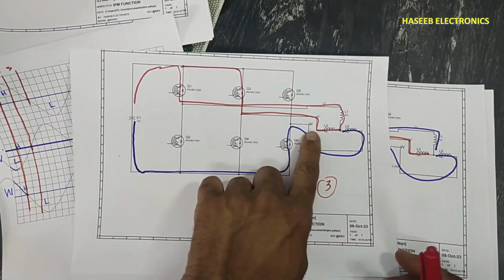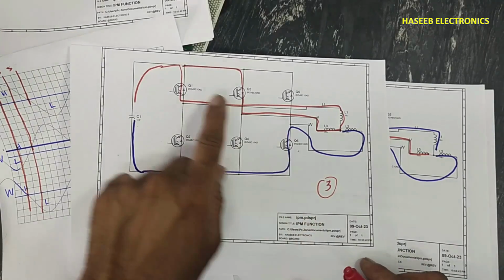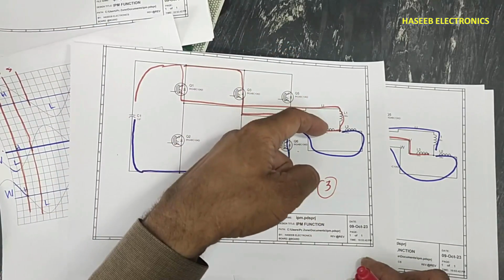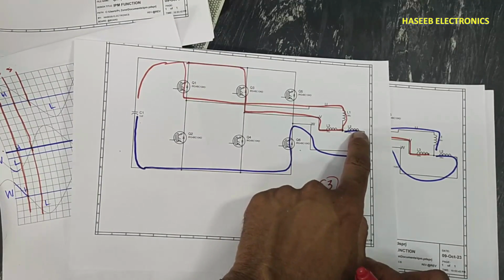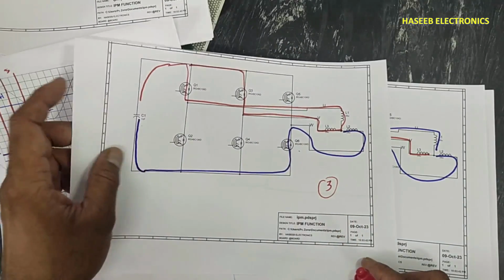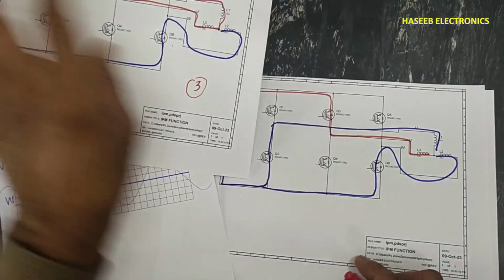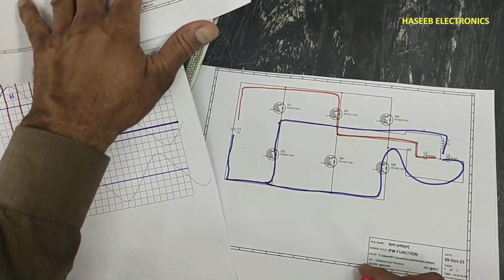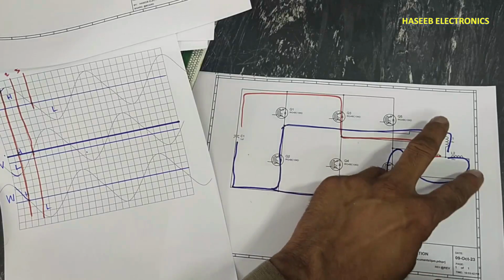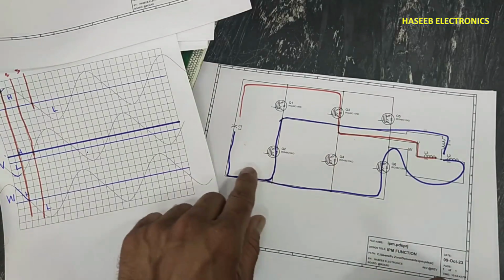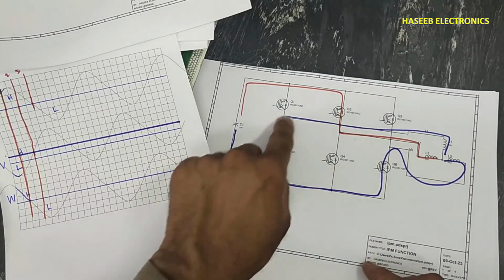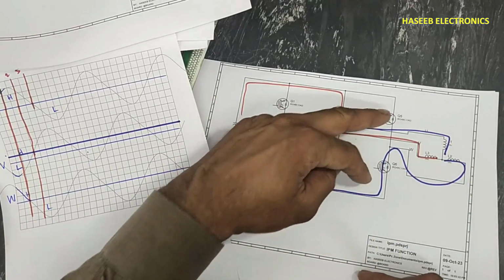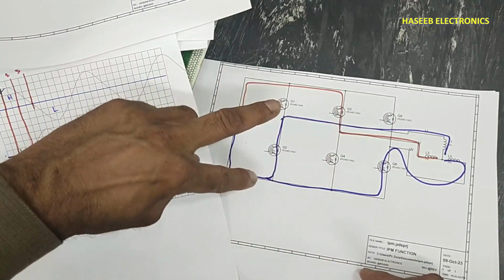Now we can see the current flow. Before this, this end was positive, and the return path was from this winding. But now the condition changed. Now this end is receiving positive voltage. V is now positive, the other two windings are negative. This and this. So these IGBTs will receive commands with these sequences.